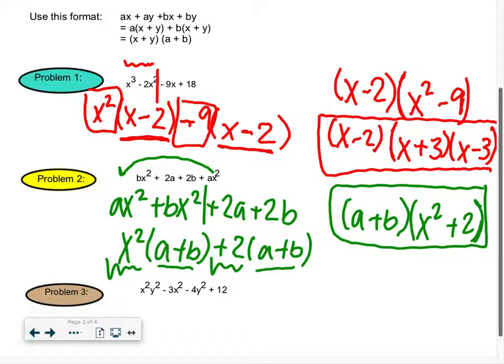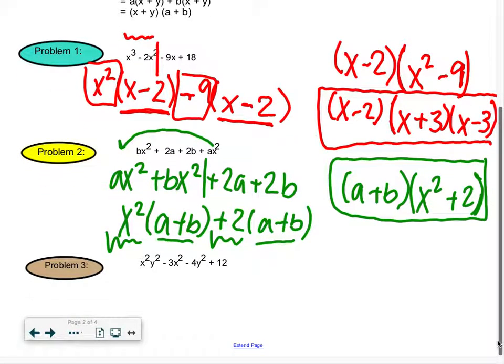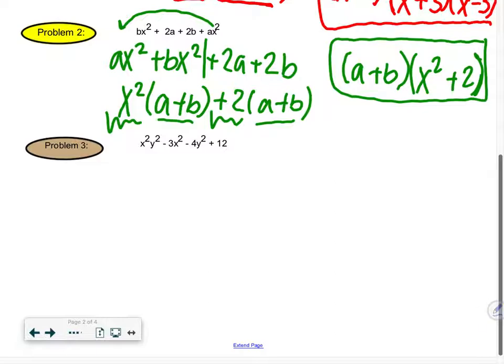Okay, write down problem 3. X squared y squared, minus 3x squared, minus 4y squared, plus 12. Is x squared y squared one number? Yeah, that's like one term. Okay, let's look: if I left this, do my first 2 have something in common? Yeah. Do my last 2 have something in common? Yeah. So let's try it.